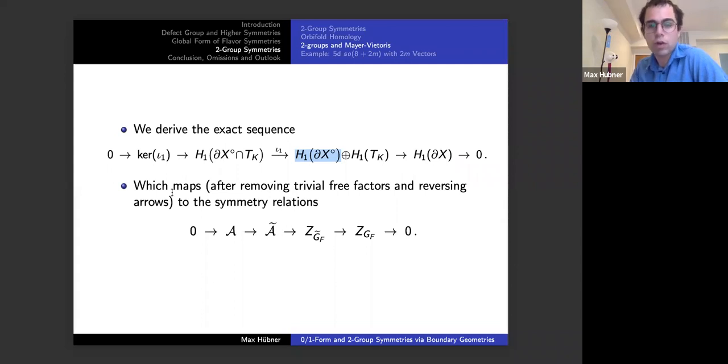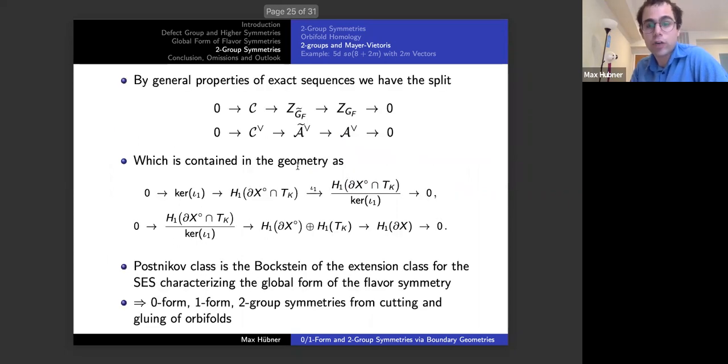And if we want to write the sequence with respect to the symmetry operators, which are the charge operators, we need to flip all the arrows. So what we've now achieved is that we've characterized the one-form symmetry, the center zero-form symmetry, geometrically by this sequence. It's now a general property of exact sequences that we can split them like this into two short exact sequences. And just using the geometric characterizations from the previous slide, we characterize these here geometrically as these short exact sequences.